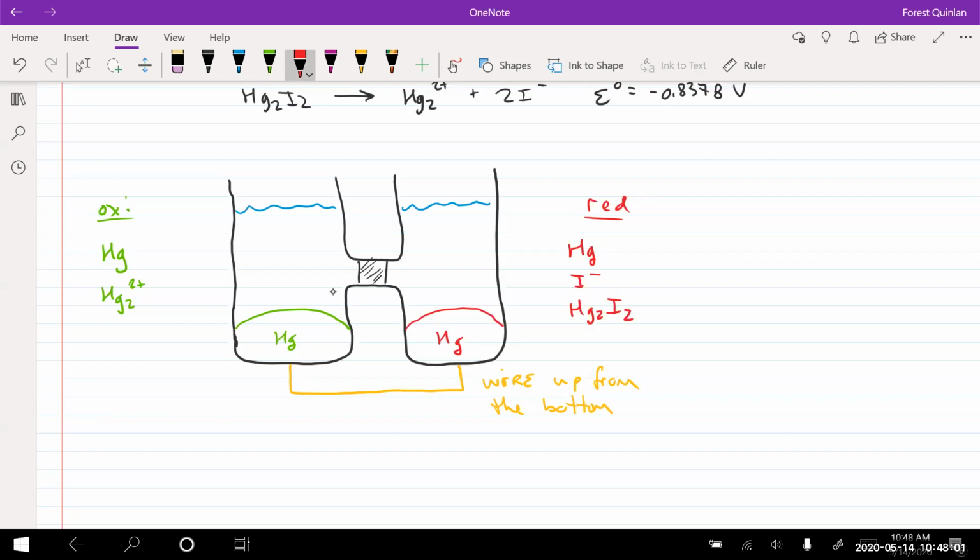All right. 1 molar Hg2(NO3)2. We're going to need that nitrate to get that in solution. On the other side, 1 molar potassium iodide, and we're just going to form the Hg2I2.